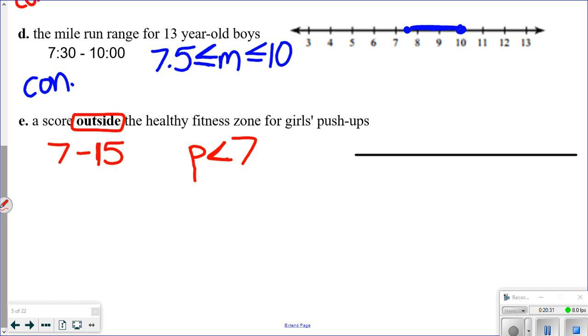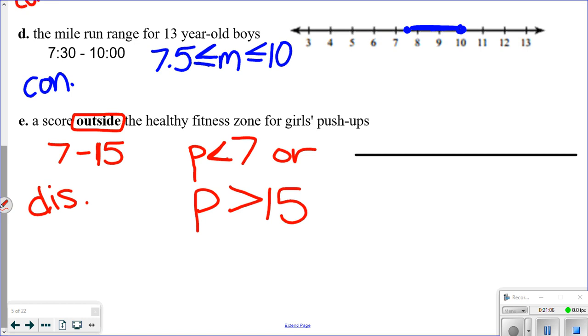So anything less than 7, 6, 5, 4, or any amount of push-ups that's greater than 15. Again, do not include 15 because that's in the fitness zone. So do not put an equal to line under there. So because I have the word or, and I have two separate compound inequalities here, this is called a disjunction because we use the word or.